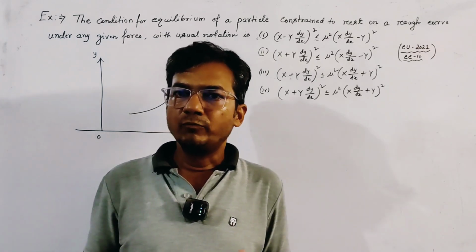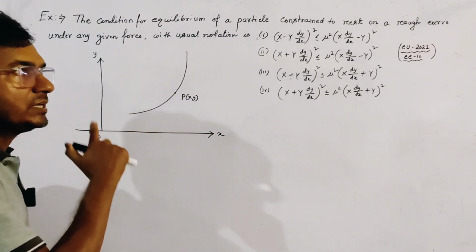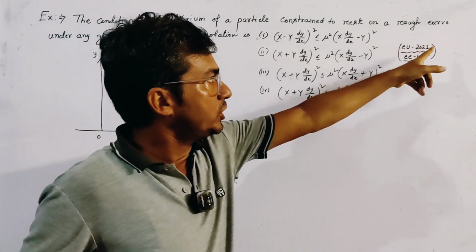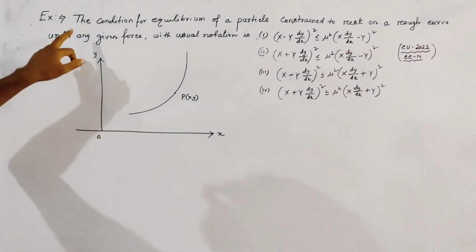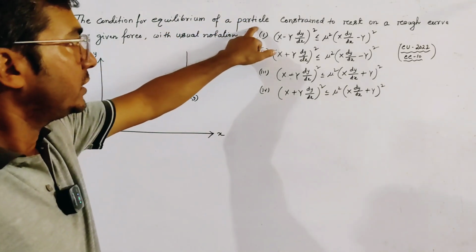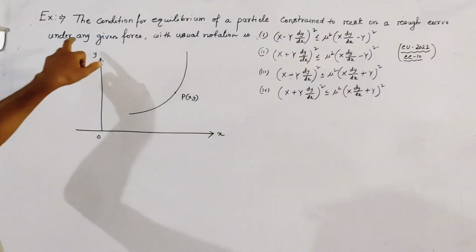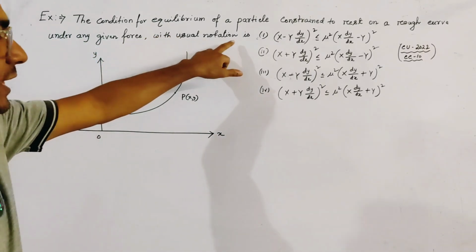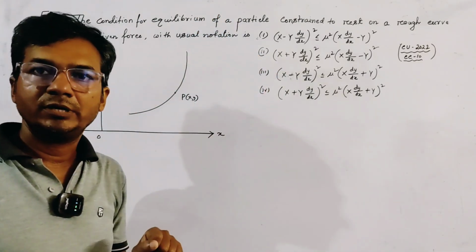This problem from friction is from a previous year paper of Calcutta University 2022, paper CC 10. The problem is: the condition for equilibrium of a particle constrained to rest on a rough curve under any given forces, with usual notation, is... Four options are given. This is an MCQ type problem, right?